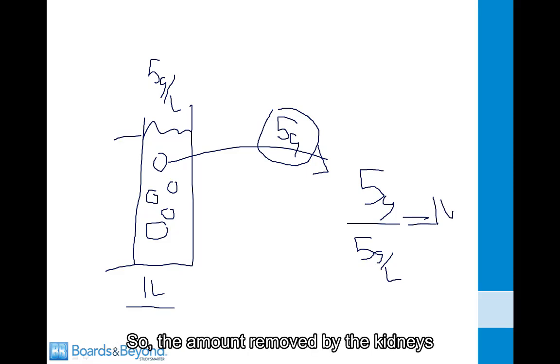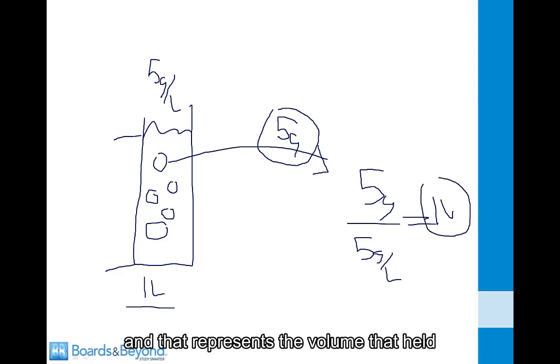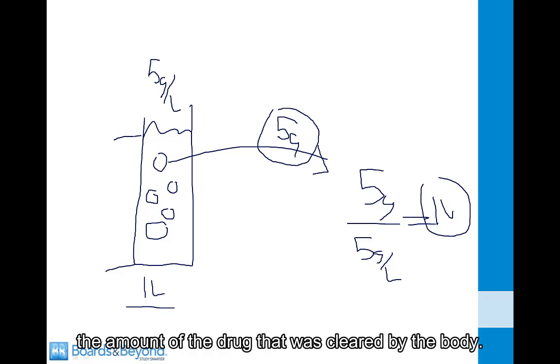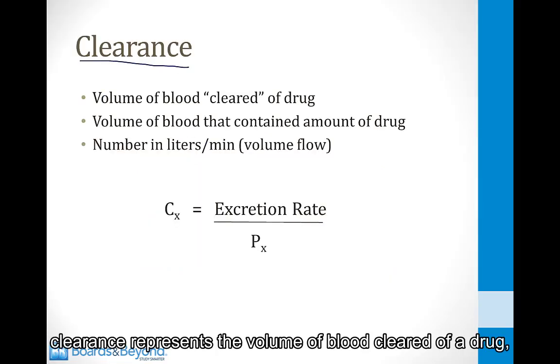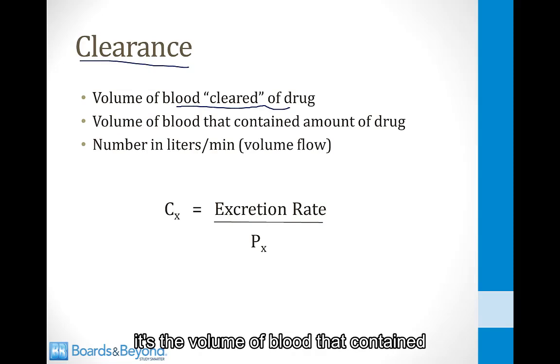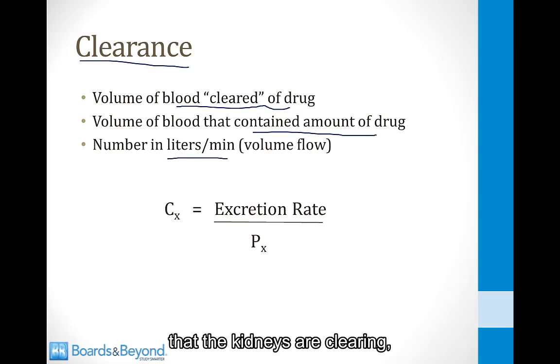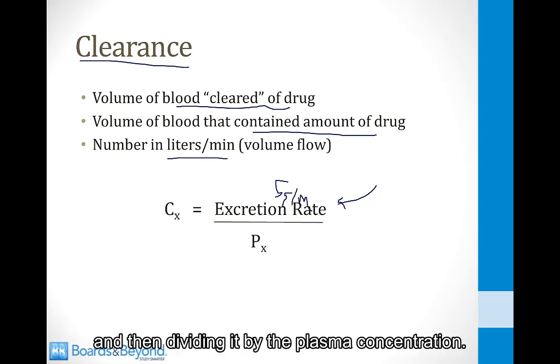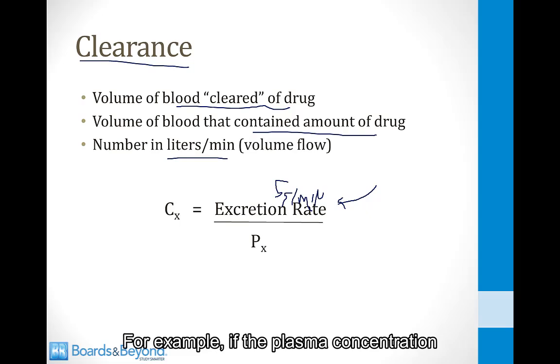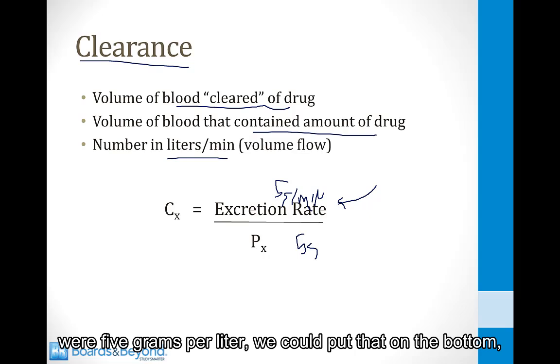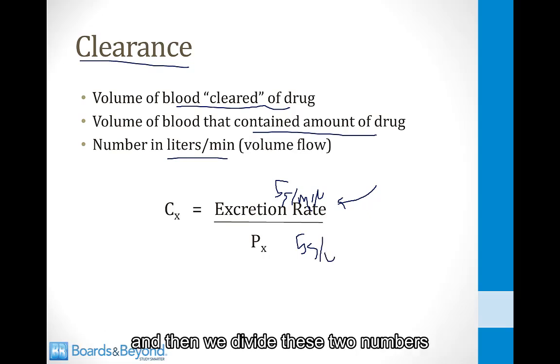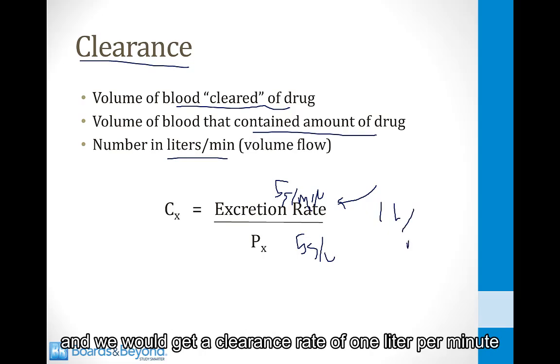So the amount removed by the kidneys divided by the concentration in the plasma will give you the clearance, and that represents the volume that held the amount of the drug that was cleared by the body. So back to our slide, clearance represents the volume of blood cleared of a drug. It's the volume of blood that contained the amount of drug that the kidneys removed. It's a number in liters per minute or volume flow that the kidneys are clearing, and we can calculate it by taking the excretion rate, for example, 5 grams per minute, if that were the excretion rate of a drug, and then dividing it by the plasma concentration. For example, if the plasma concentration were 5 grams per liter, we could put that on the bottom, and then we divide these two numbers, and we would get a clearance rate of 1 liter per minute for drug X by the kidneys.